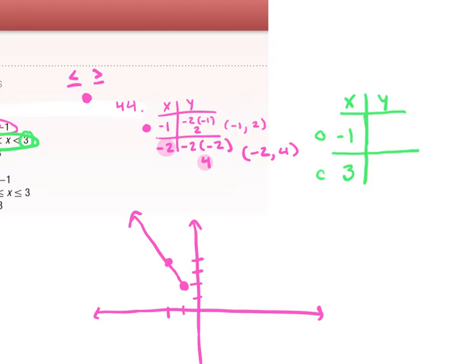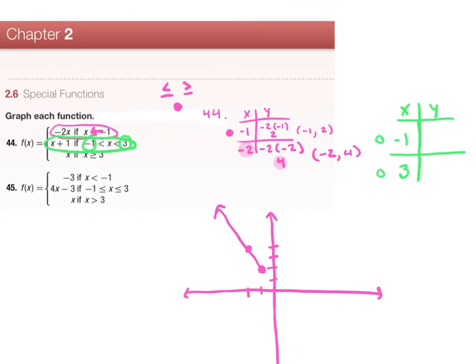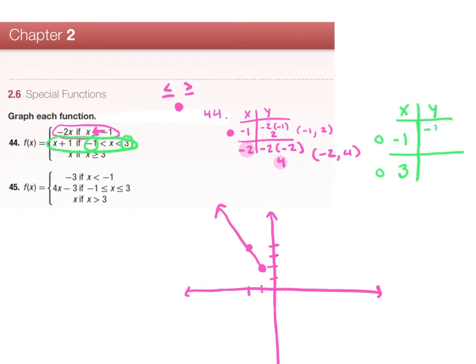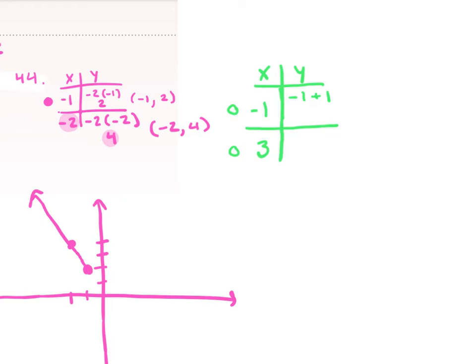So let's plug in -1. So we have -1 plus 1. What's -1 plus 1? 0. So what's our point here? -1, 0. We plugged in -1, got 0. So we go to the left 1, stay at 0, put an open circle there.